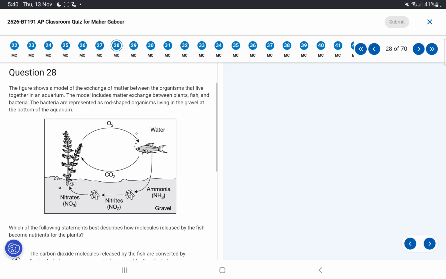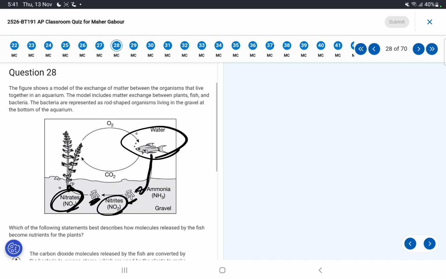Okay, so here they're asking us which of the following statements best describes how molecules released by the fish become nutrients for the plants. So actually these little cylinders are bacteria, for your information. Here we have a fish. It releases this ammonia. The ammonia is then turned into nitrites, which are then turned into nitrates by bacteria. So the processes of ammonia to nitrites and nitrites to nitrates are both done by bacteria, and then these nitrates are absorbed by the plant, and the plant uses them.